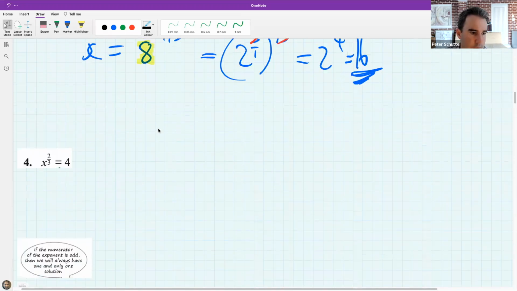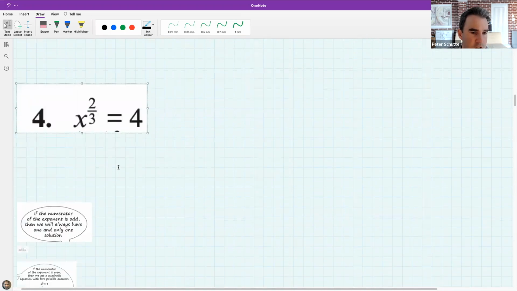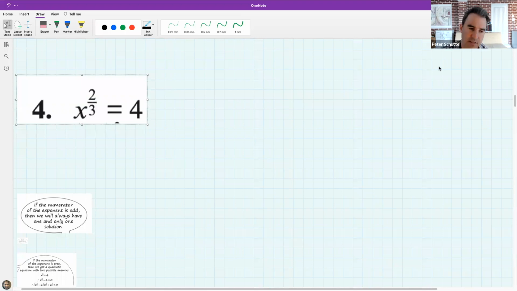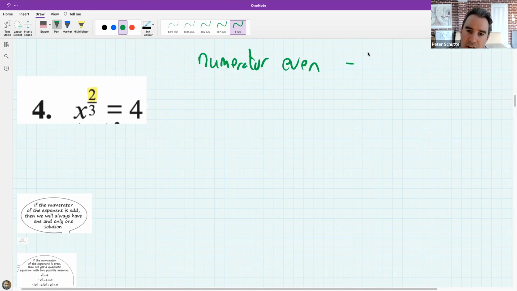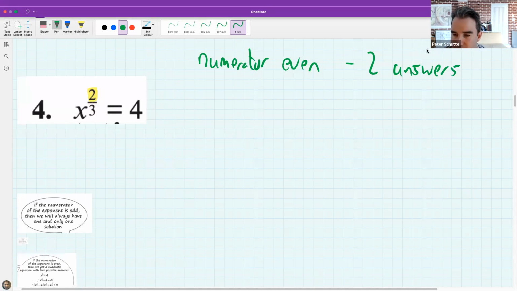If you look at this question here, you will notice that the numerator is 2. It's an even number. Now, when you have an equation of this form where the numerator is even, you are going to have two answers, the same way that if the root is even, it would have two answers.